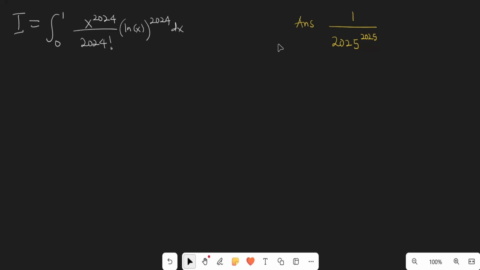So in this tutorial we are going to look at this integral. The answer to this integral is on the right hand side, so you may want to try this integral before following the steps in the video.